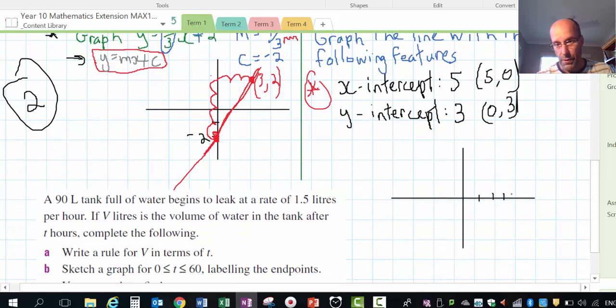Okay, 1, 2, 3, 4, 5. We've got (5, 0), which would be a point here. Of course, it's on the x-axis because it's the x-intercept, and then the other point is on the y-axis because it's the y-intercept. 1, 2, 3, and then we have 2 points. That's 2 bits of information. That's all we need, and we connect those up. And please use a ruler. I'm using a tablet, so it's a bit tricky for me, but if you use the ruler, it'd be a nice straight line.